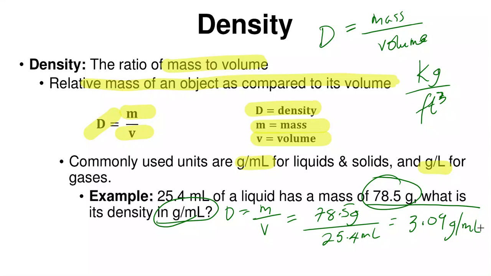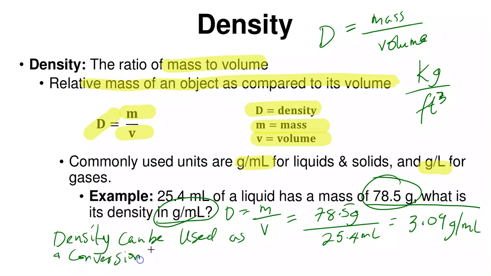And if you look at it, the density itself has two units, grams on top, ml below, or the mass unit on top, the volume unit below. What it means is that density itself can be used as a conversion factor, because it has two units. And that will actually form the crux of what we're going to be doing in other solutions. Let's take it from there.